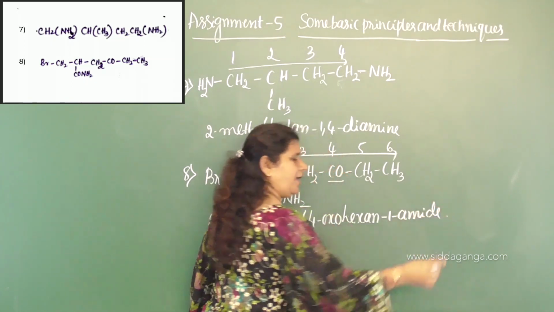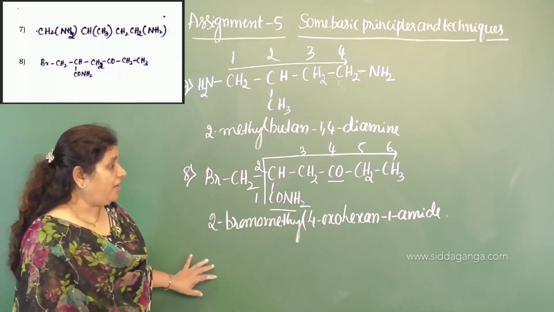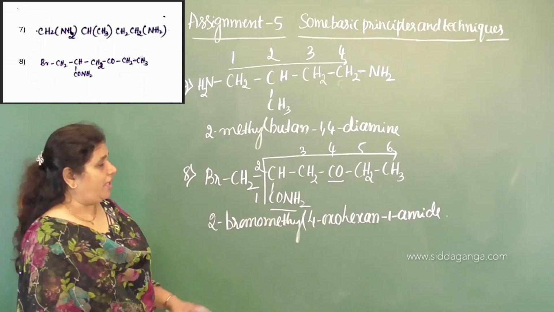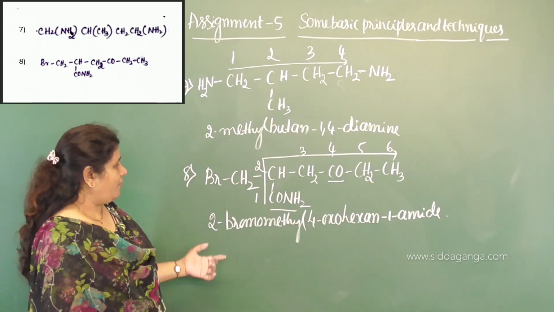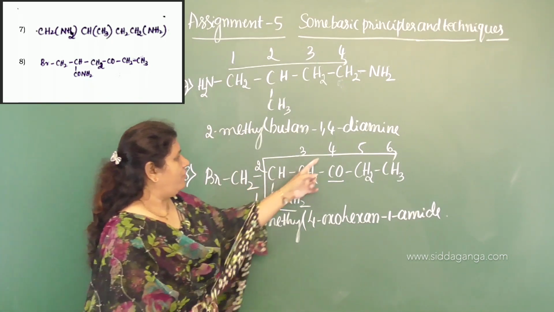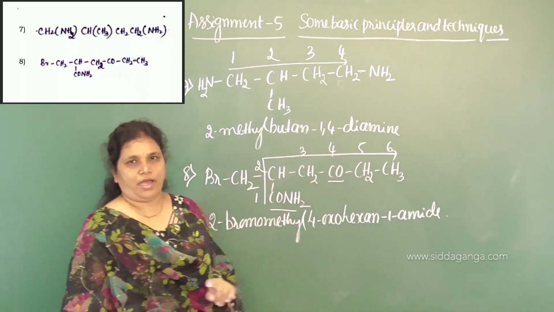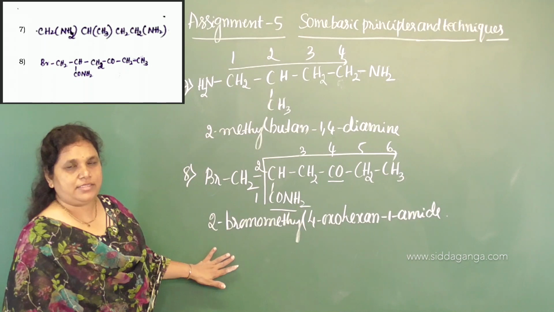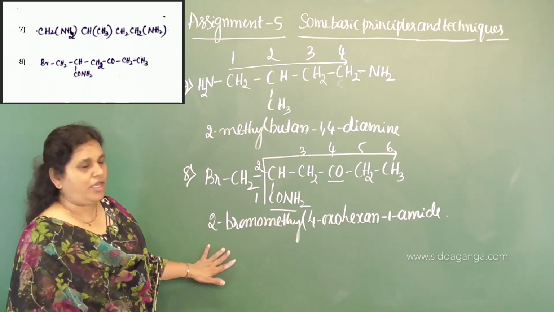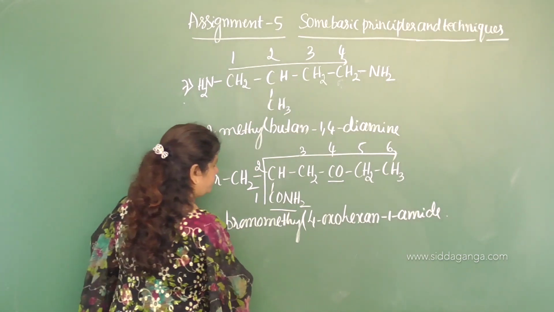1-amide. Hexanamide, you can also write it as hexanamide. Why is it "ane"? Because there is no double or triple bond. Therefore, the name is 2-bromomethyl, 4-oxo, hexane, 1-amide, or hexanamide is the IUPAC name. Okay. Now, move on to the last 9th compound.